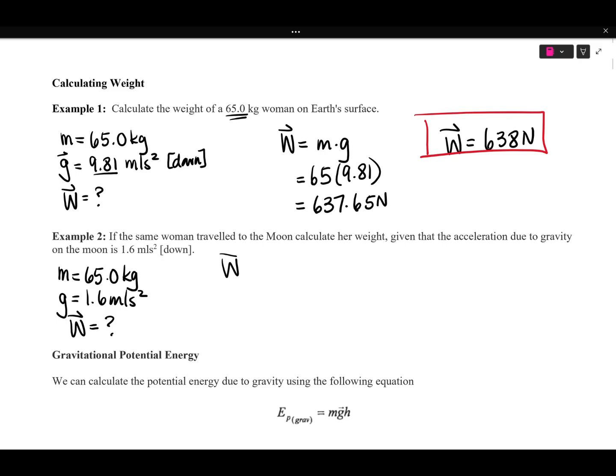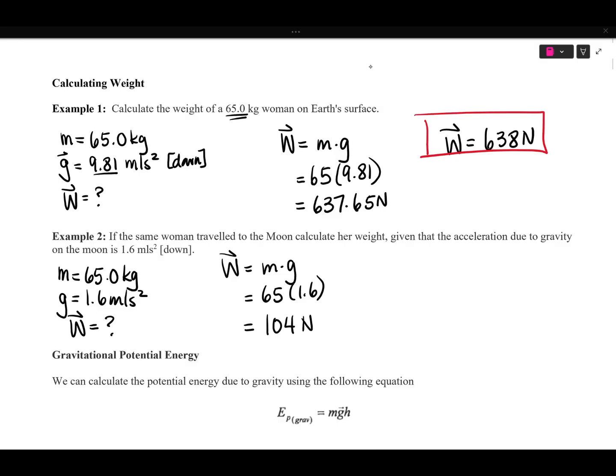So now our weight is equal to m times g. We're going to plug in our values, mass is, well, it doesn't really matter which goes first, but we'll put 65 in first, and then 1.6, and our units are right, kilograms and meters per second squared. If you calculate it, it comes out to 104 newtons. We are going to round to 2 significant digits now.